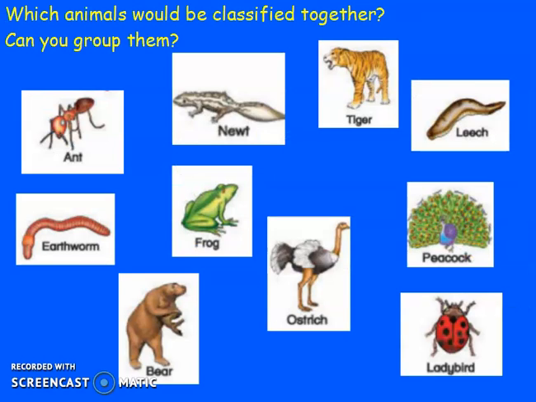Have a look at the animals on the screen now. We've got some new ones. How could they be classified together? How could you group them? Could you group them based on what they look like? Maybe how many legs they've got? Could you group them based on what type of animal they are? Pause the clip and have a little think. Maybe you could jot down the groups in your book. Press play when you're ready to move on.